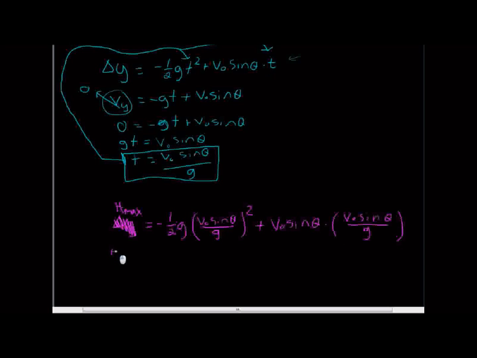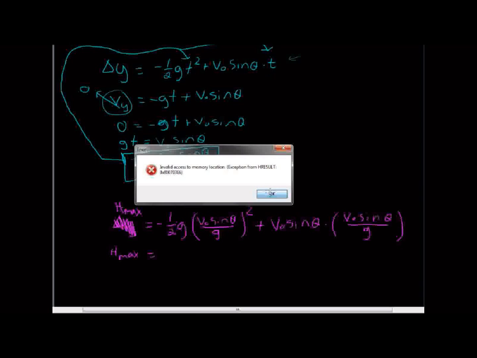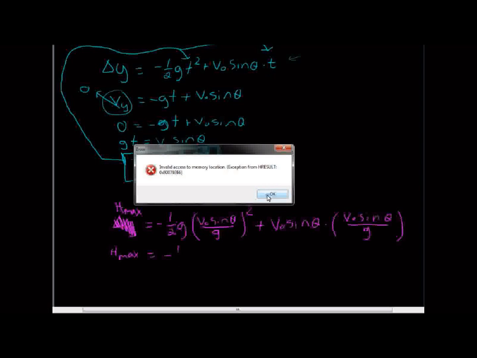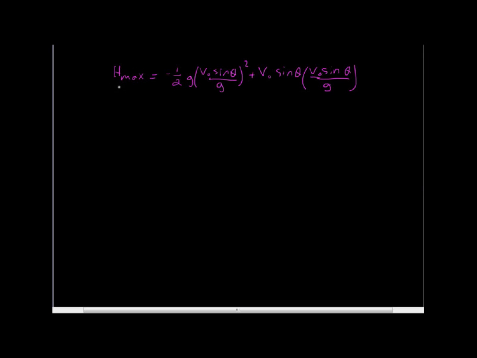So we know that h max, the maximum height, is equal to... I don't know what that was. What is that? What is going on? What's happening? Sorry about that, guys. My computer had an error.